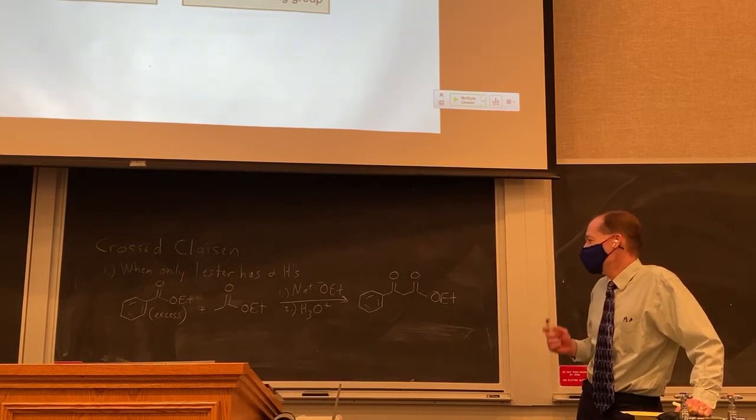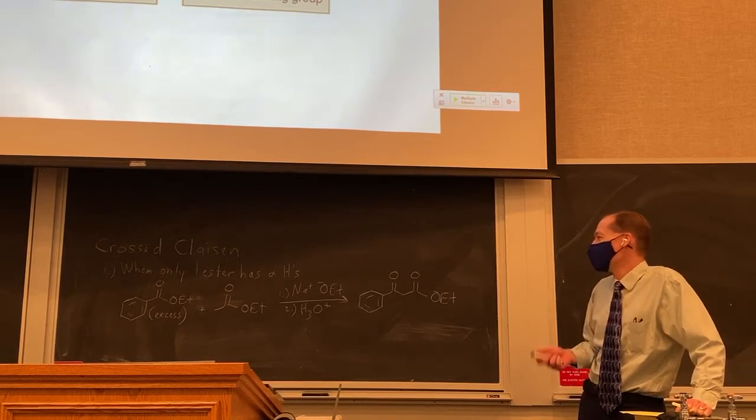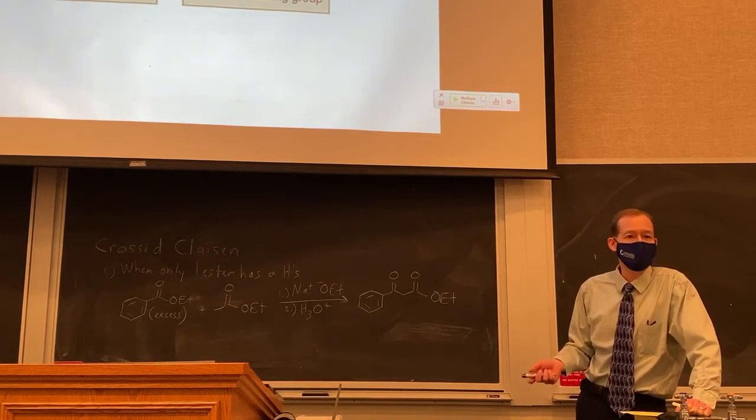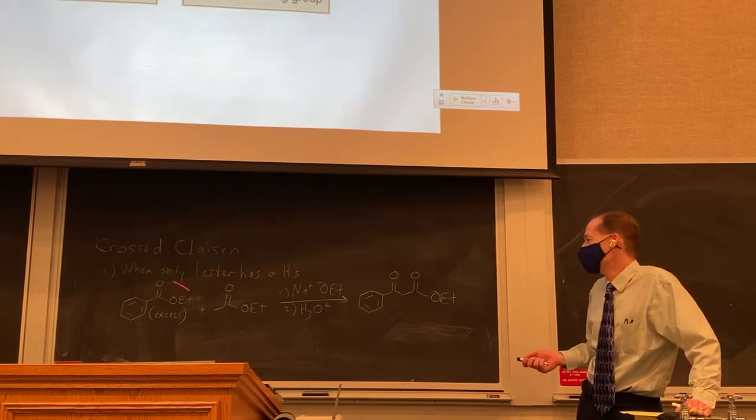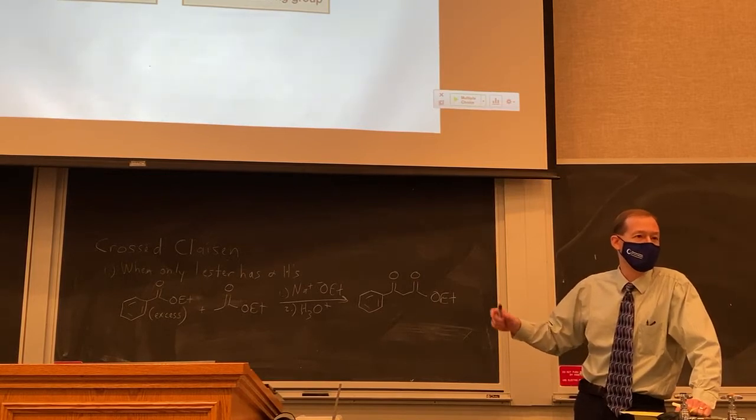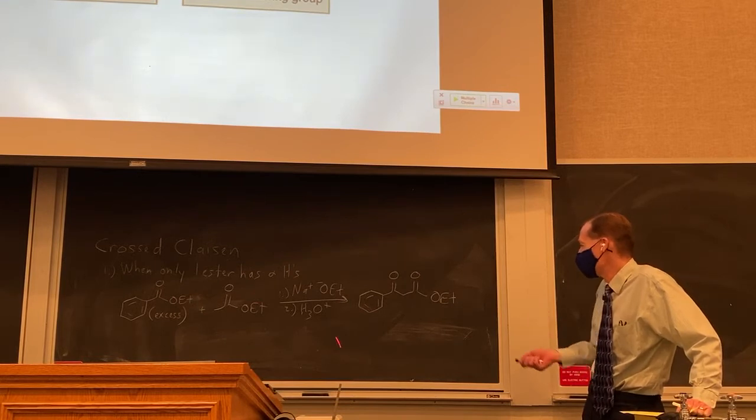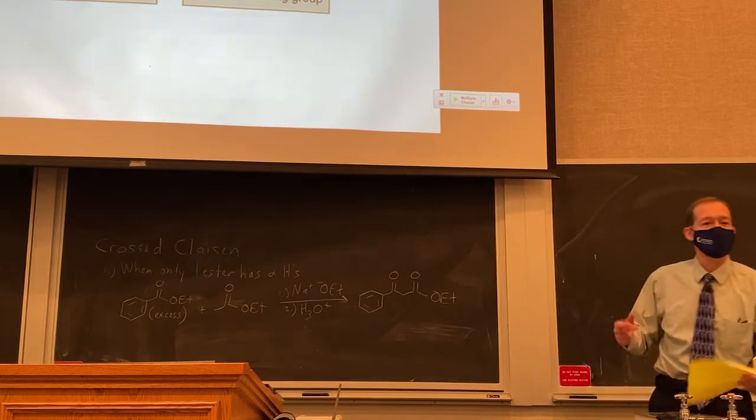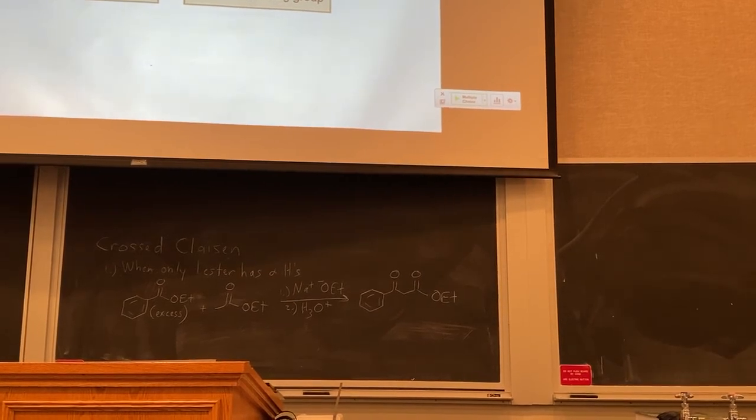Only one enolate will form from these two esters. And as long as we have the ester without alpha hydrogens in a large excess, then that enolate is going to react preferentially with a molecule of that ester as opposed to another molecule of itself. And of course we have to add acid in a second step to protonate the product. We get the enolate as the initial product of the reaction.